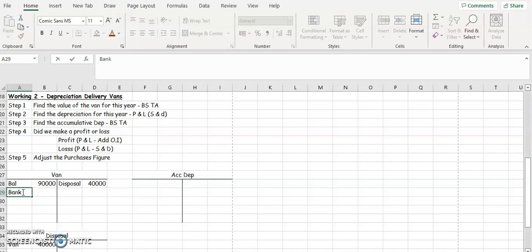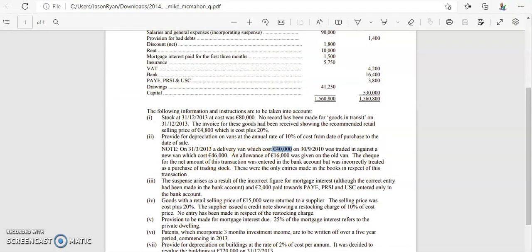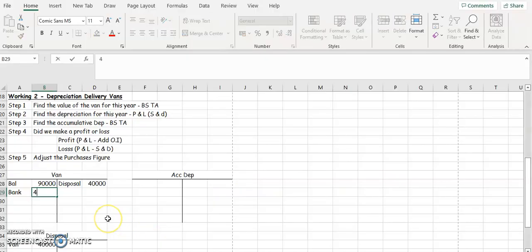And now the new van that I bought, which cost me 46,000, I'm going to increase my assets. I'm going to put 46,000 on the debit side. And that's going to help me find the value of the vans for this year. That's going to go into the balance sheet as a tangible asset. So I'm going to add up my debit side.